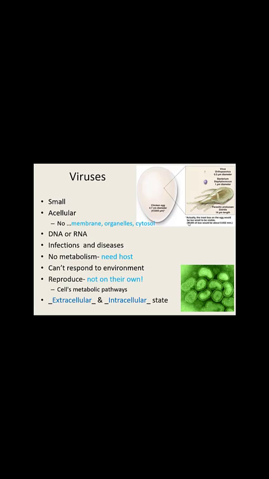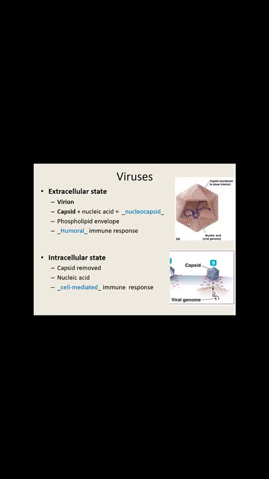And we can find them either in an extracellular state or an intracellular state. So we're going to talk about those two states on this next slide. An extracellular state, based on its name, means it's not inside of a cell yet. So these are going to be the viruses that haven't hijacked a cell. These are going to be the ones found out in the environment. They're the infective form. They haven't caused disease yet. We also call them a virion. So it's got a couple different names.